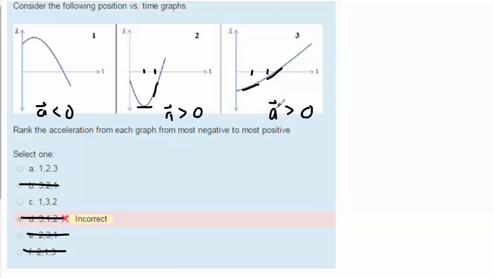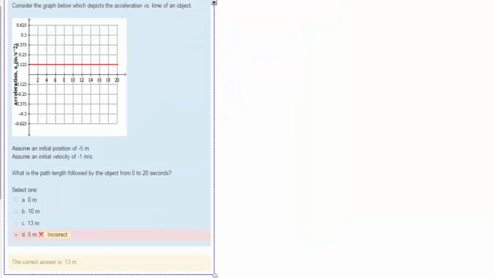So that means this acceleration in graph 3 is small, it's positive. In graph 2, it's positive and it's much larger. So the correct ranking would be C here, because this is the only negative one, then a small positive one, then a large positive one.